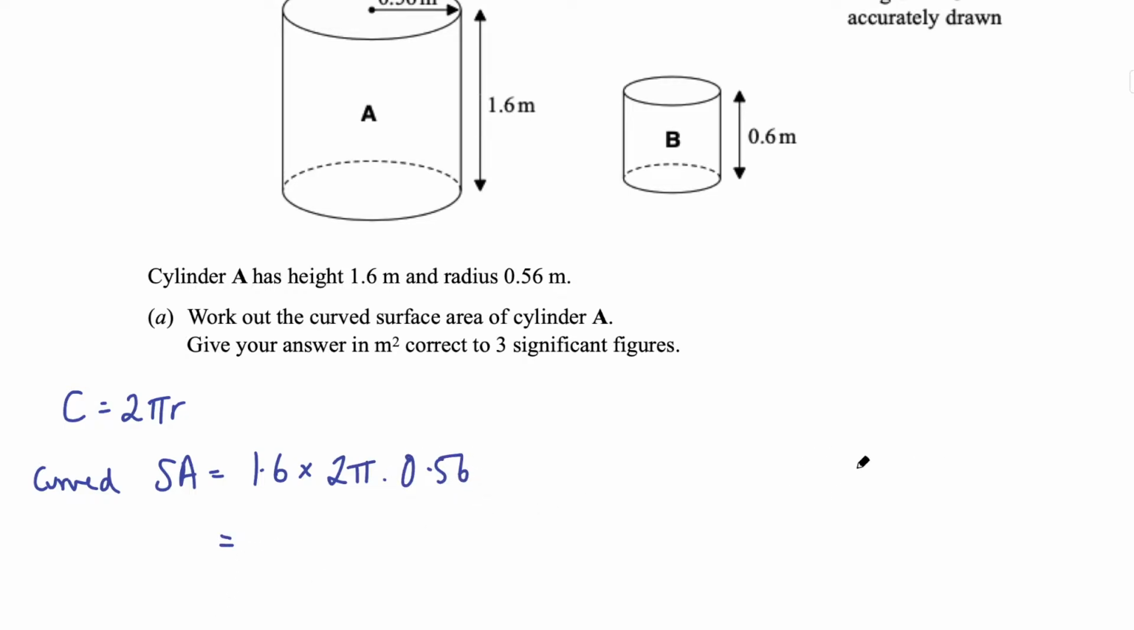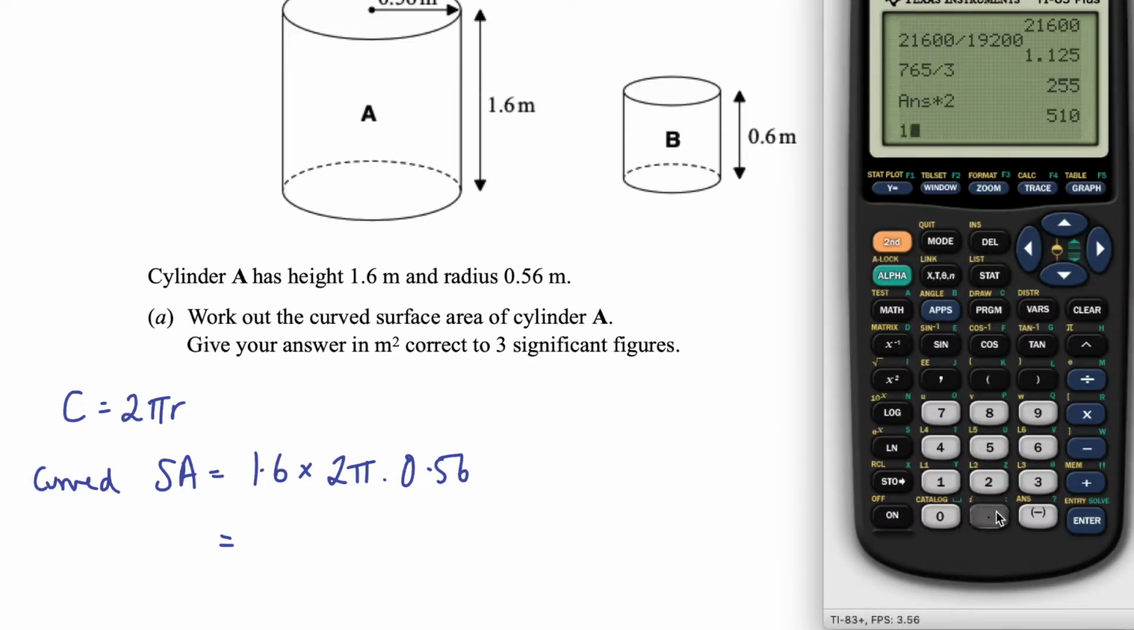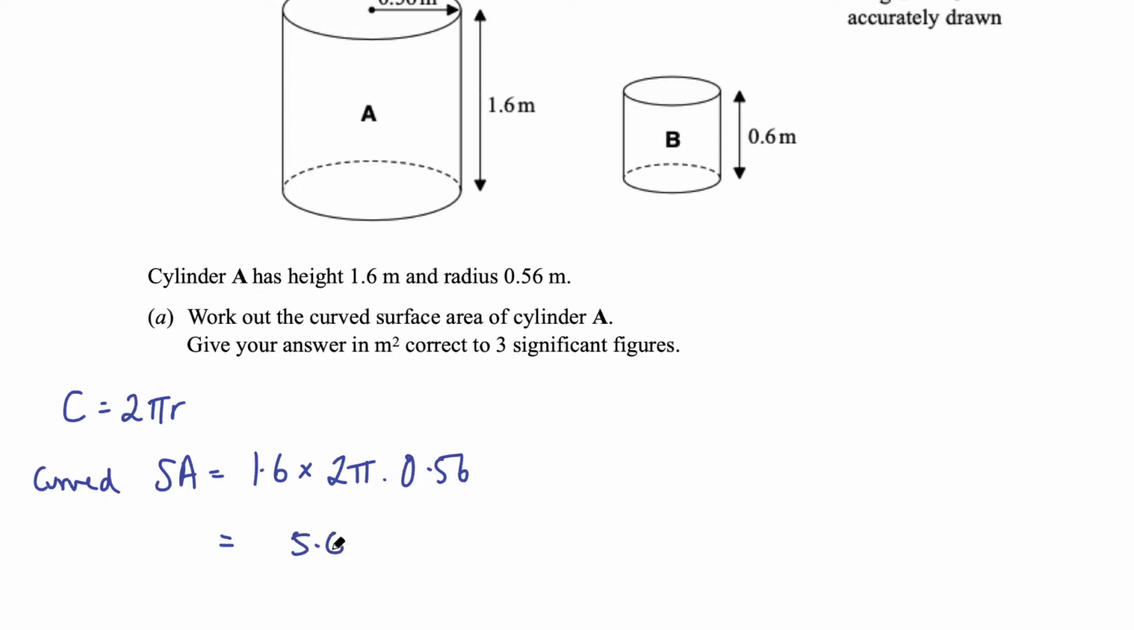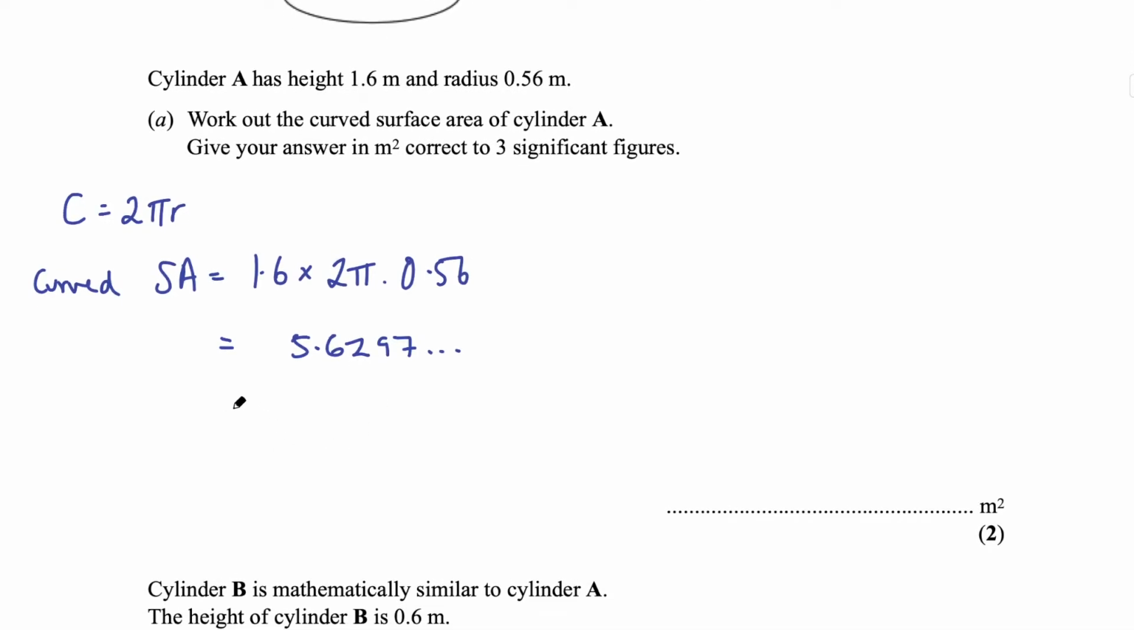And let's go ahead and put that into a calculator. So 1.6 multiplied by 2 pi multiplied by 0.56, and that gives us 5.6297, and it goes on. And we need to round it to 3 significant figures. So to 3 significant figures, this is the 4th significant figure. So therefore it's above 5. That 2 will round up to a 3. So this would round off to 5.63 meters squared.